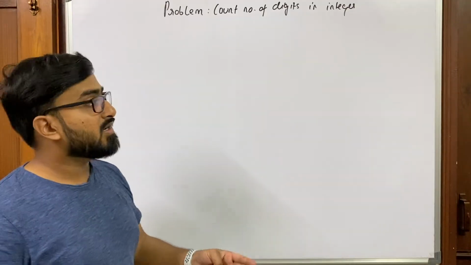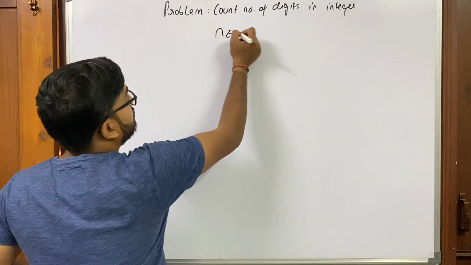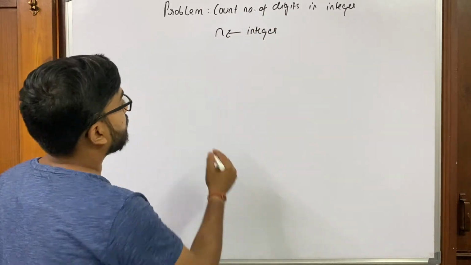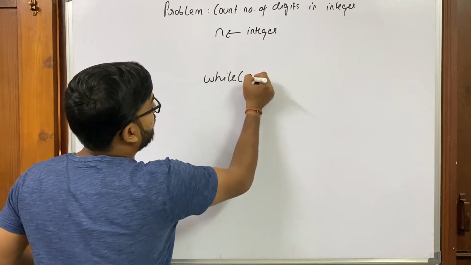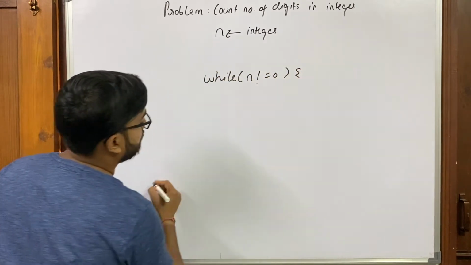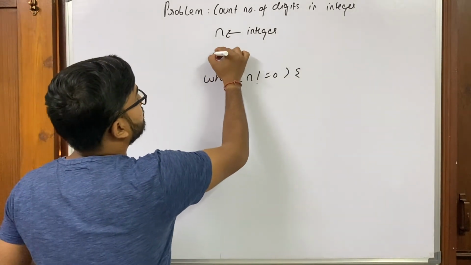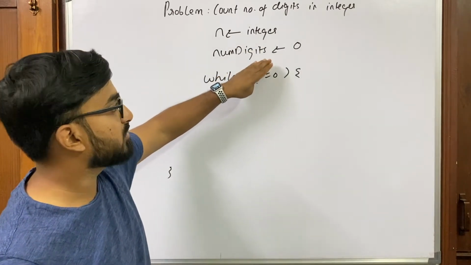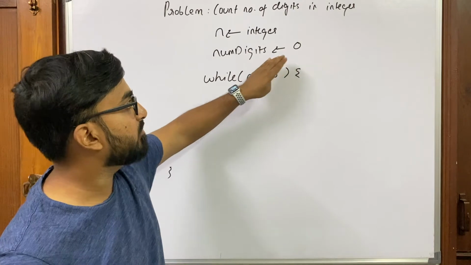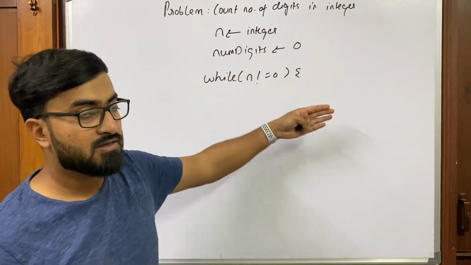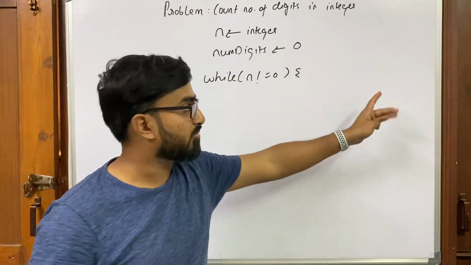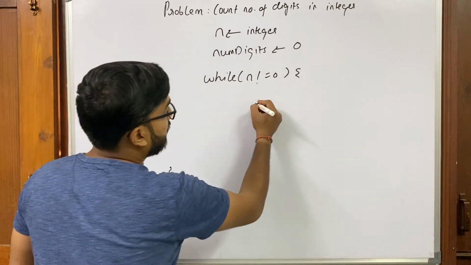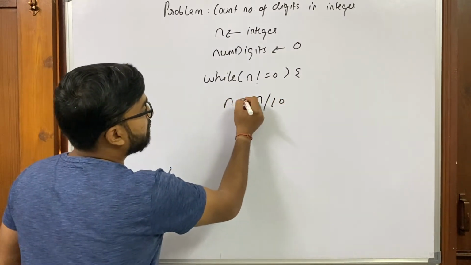So let's get to the coding part. We'll start with a pseudocode. n is our integer, and we have to count the number of digits in it. We know our stopping condition is while n is not equal to 0. And we take a counter as well, num digits, which will store the number of digits in n, starting at 0. This will be incremented by 1 in each iteration because in each iteration I remove a units digit from this value n. What was the method of removing a units digit? We do n divided by 10, and then store it back into n.